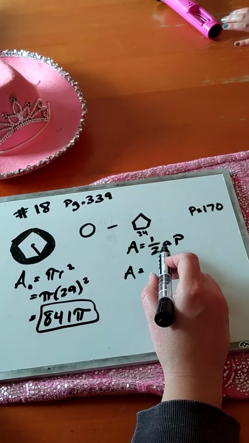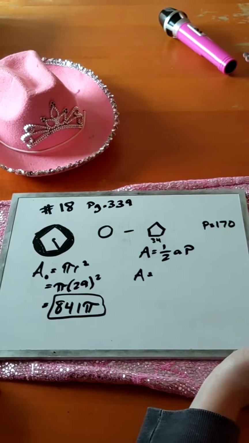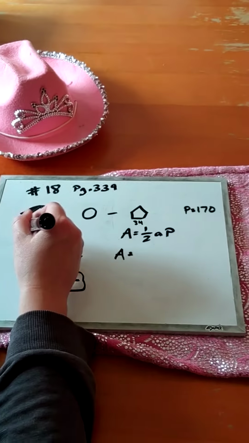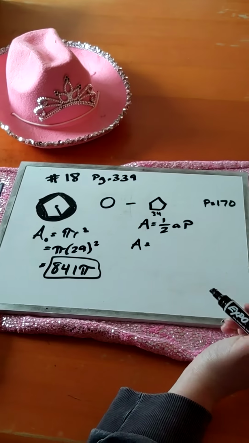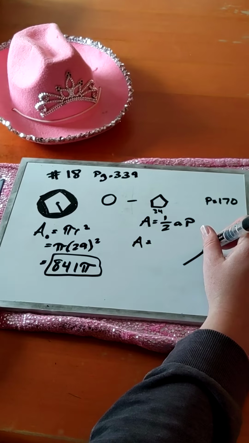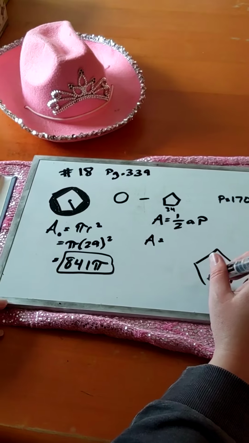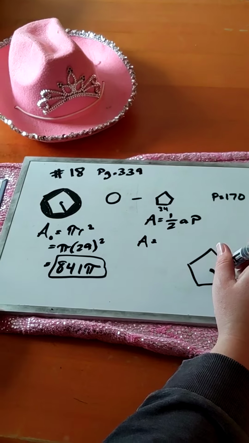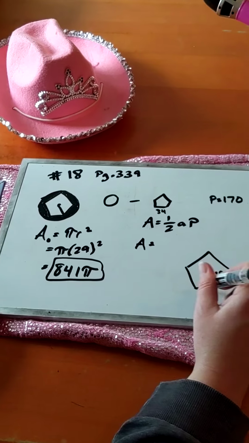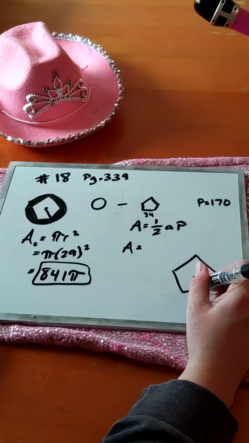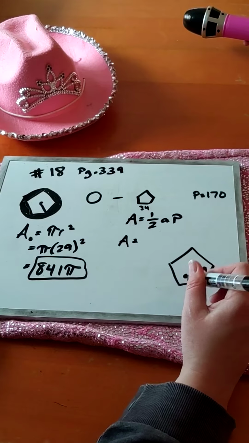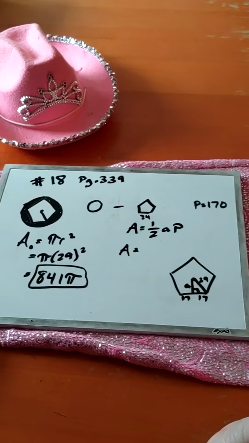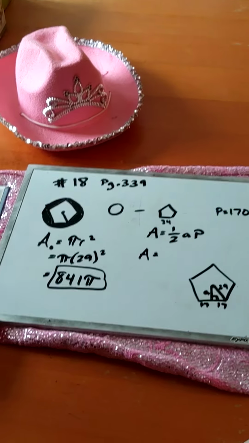Now, do I know my apothem? Here's where I have a problem. I don't know my apothem. I know that my radius is 29. I know that my side is 34. All right, so let me kind of draw this big here for a second so you can see it. If my radius is 29 and my whole side is 34, if I draw this apothem going straight down, that means I just broke up the 34 into 17 and 17. I'm going to have to do the Pythagorean Theorem here.